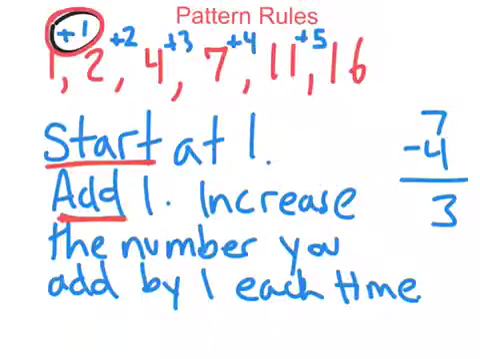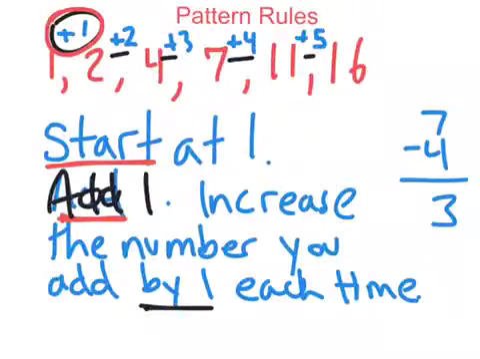So after adding 1, which is right here, after you add 1, you increase the number you add by 1 each time. So you add 1, then you add 2, then you add 3, then you add 4, then you add 5. What would you add next, do you think? You would add 6. You're right. Let's do one more example.